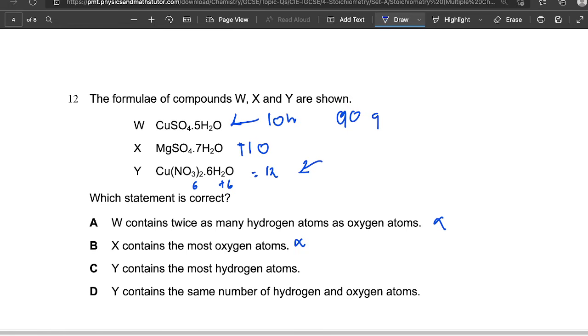Y contains the most hydrogen atoms. Okay, so hydrogen, we have 12 hydrogen atoms here, while in this one we have 14, so again this one is wrong. Y contains the same number of hydrogen and oxygen atoms. So let's see whether that's true. Okay, so we have 12 hydrogen atoms here. We have 6 here, and then 3 times 2 is another 6, so we have 12 oxygen atoms. So this is the answer.